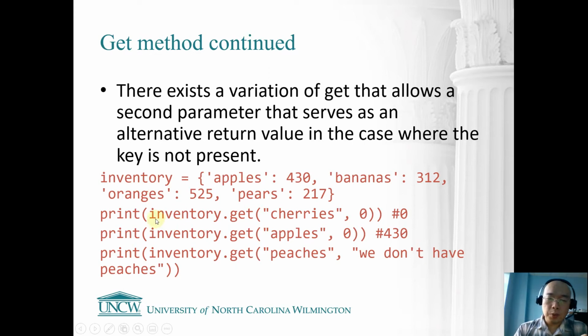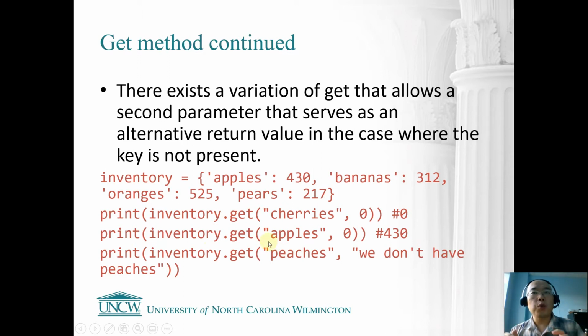I can do it like this: inventory, which is the dictionary name, and then dot get and cherry. Cherry is the first parameter, that is the key I'm looking for, and then I'm also specifying a 0. That is, if we don't have such a key cherry, instead of returning a None, I want to return a 0.